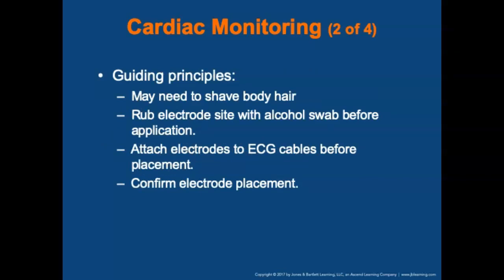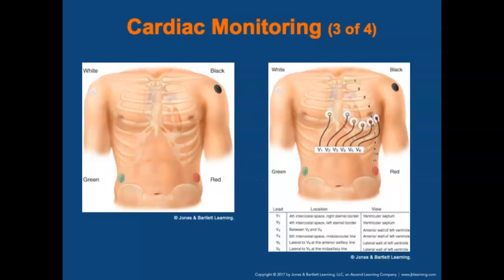So it may occasionally be necessary to shave body hair from the electrode site. Rub the electrode site briskly with an alcohol swab before application to remove oils and dead tissue from the skin surface, and attach the electrodes to the ECG cables before placement. Confirm the appropriate electrode now attached to the cable is placed in the correct location on the patient's chest or limbs. Okay, this figure on the slide illustrates the correct placement of the ECG electrodes.